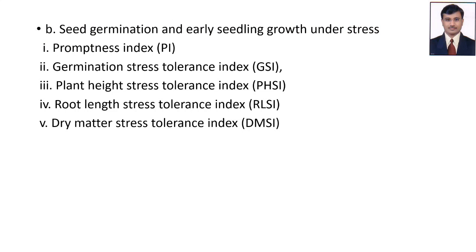Next point, seed germination and early seedling growth under stress. In that point, we have to study 5 sub-points. First one, promptness index, PI. Second one, germination stress tolerance index, GSI. Next, plant height stress tolerance index, PHSI. Fourth one is root length stress tolerance index, that is denoted by RLSI. And fifth one, dry matter stress tolerance index, that is denoted by capital D, capital M, capital S, and capital I.